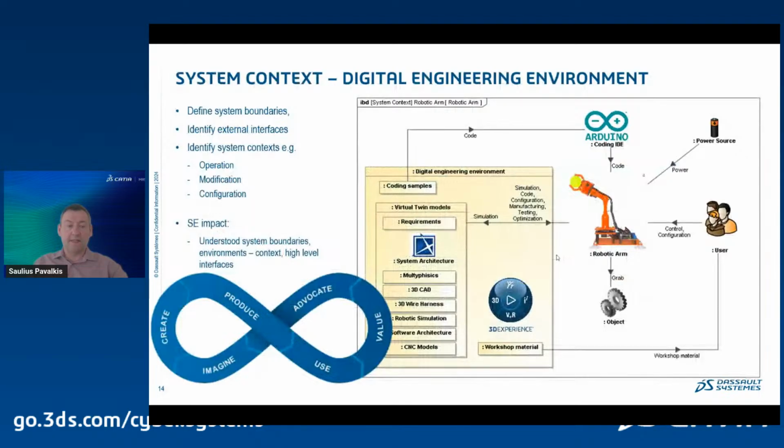Here we have system context analysis. It is a very important step because we define system boundaries, we define high-level interfaces. But also here you see that part of system context is the virtual twin, the digital engineering environment where we have all those models which combined together are called the virtual twin, models which result in the final product, and that enables rapid change. Those are system model requirements, 3D CAD, operational models, and so on.